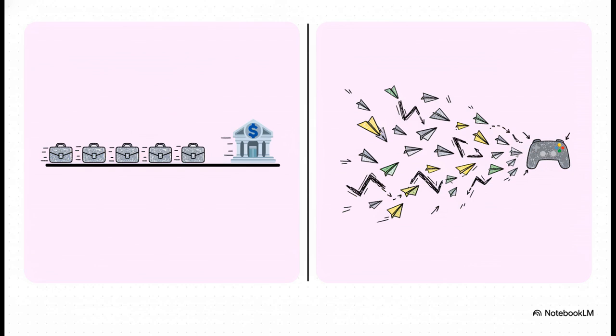UDP, on the other hand, that's like throwing a postcard out the window of a moving car and just hoping it lands in the right mailbox. There's no connection setup, no delivery guarantee, but man, it is incredibly fast. That's why it's the undisputed king of multiplayer gaming and live video streaming. You care way more about speed there than a dropped frame.